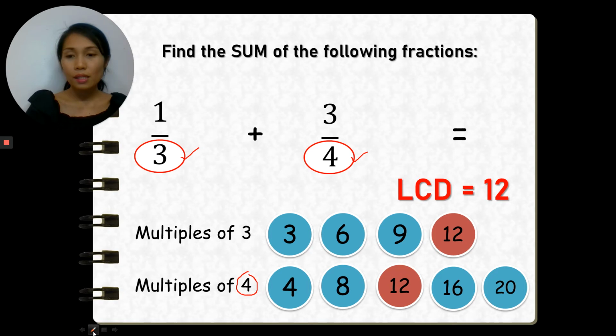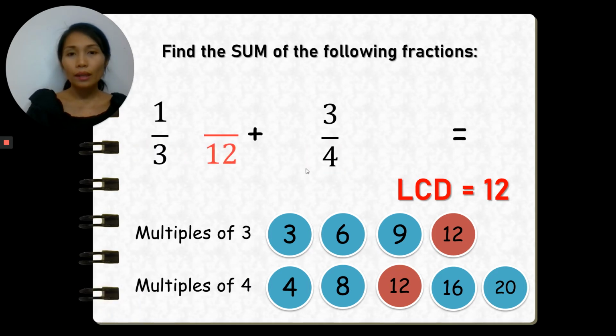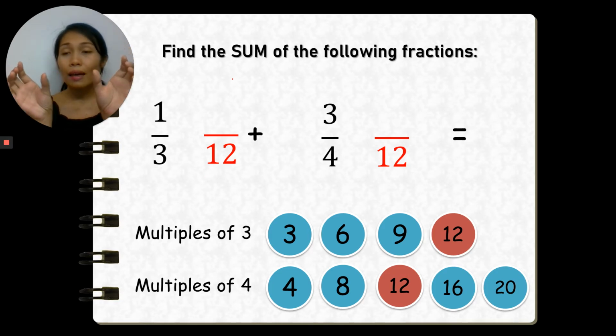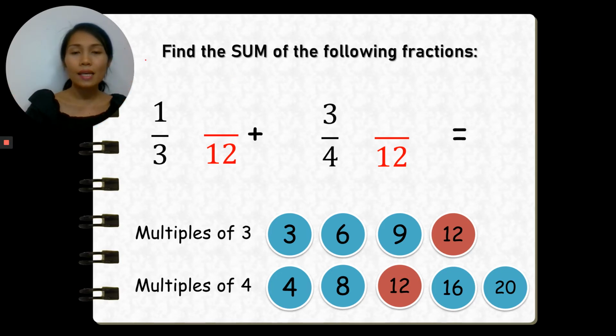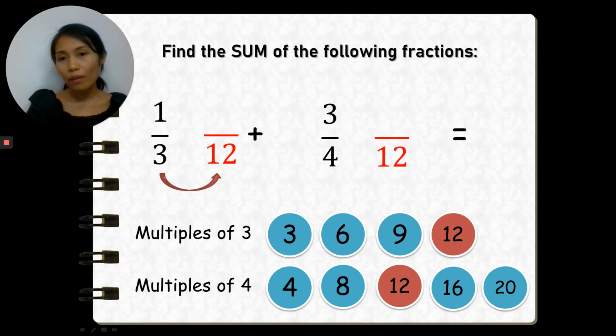Okay, so let's write down here our new denominators. As I've said, we will make new fractions to make them like fractions, because if you find two like fractions, then that will be easier for us to add, right? So now that we got the denominator, how are you going to find the numerator? Whatever we multiply to 3 to get the answer 12, we will do the same above to get the numerator.